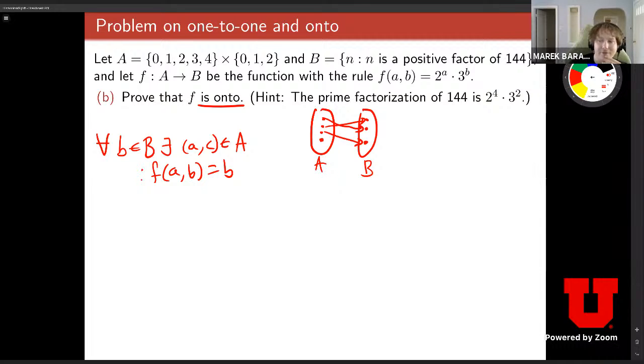Okay, and I'll give you maybe a minute or two to work on this on your own before finishing. You'll want to use this fact right here that 144 can be written as 2 to the 4th times 3 squared.